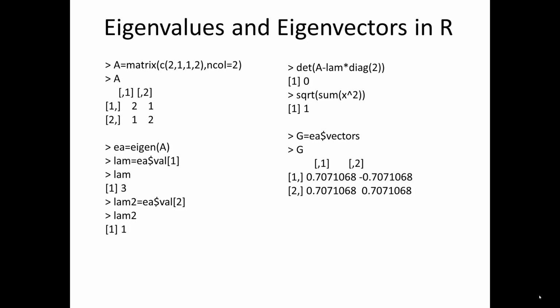So we check to ensure that the determinant was 0 using the det or determinant command. We can also check and see that the Euclidean length of x equals 1. But there is one more thing we can easily do in R that we didn't do by hand. We can find the actual eigenvectors for this problem. We just use the vectors command to do so. This is also shown on this slide.